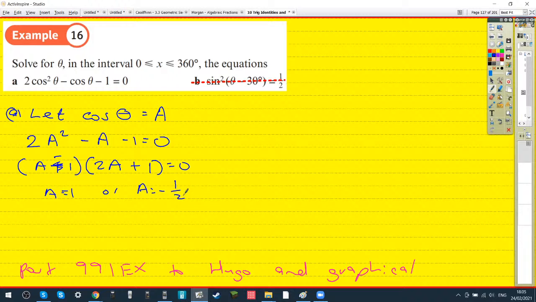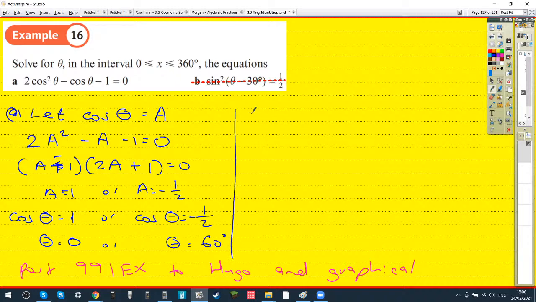Okay, so A is 1, but we don't want A. We want theta. So replace A by cos theta. So cos theta equals 1. How do we do these? Inverse cos of 1. Yep. So 0. And then inverse cos of a half. 60.